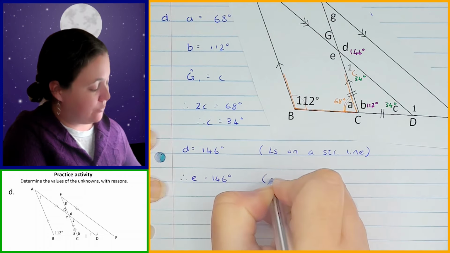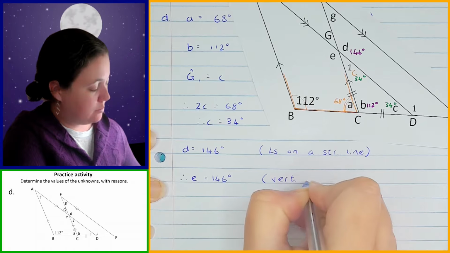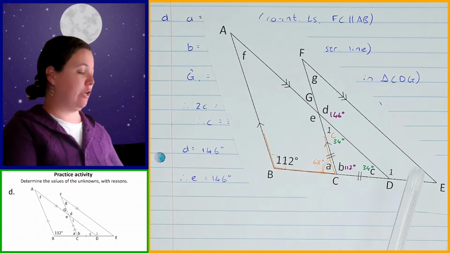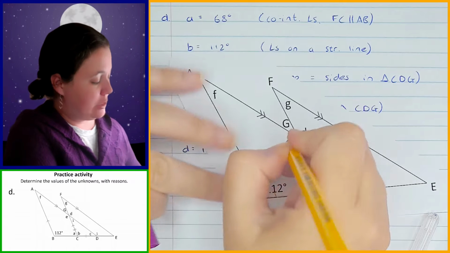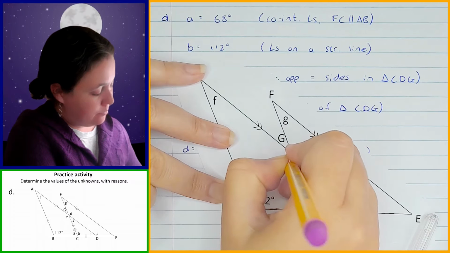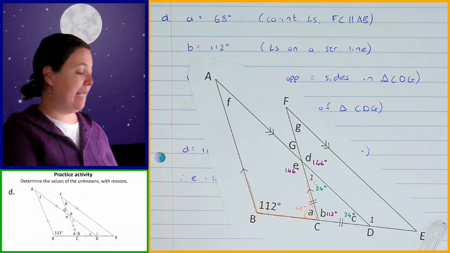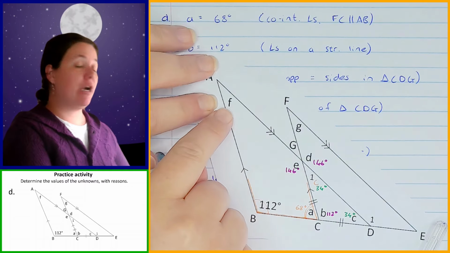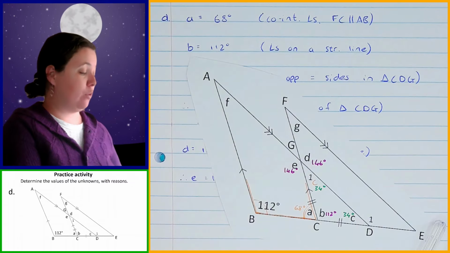And my reason is vertically opposite angles are equal. Okay, so now I know that this is also 146 degrees over here. Right. Next, I'm going to work out F. Now, F is over here. Now, I have got, again, a few options for working out F.